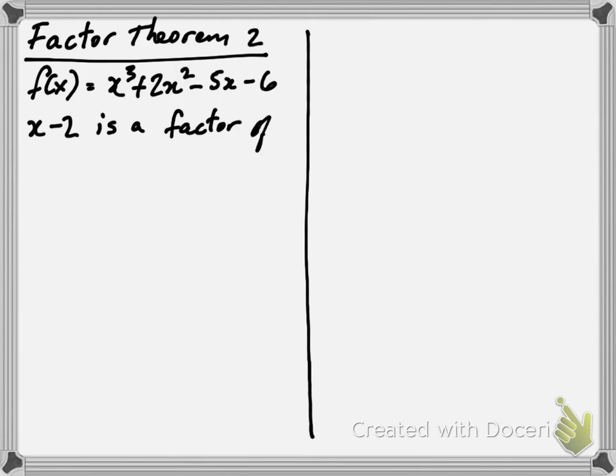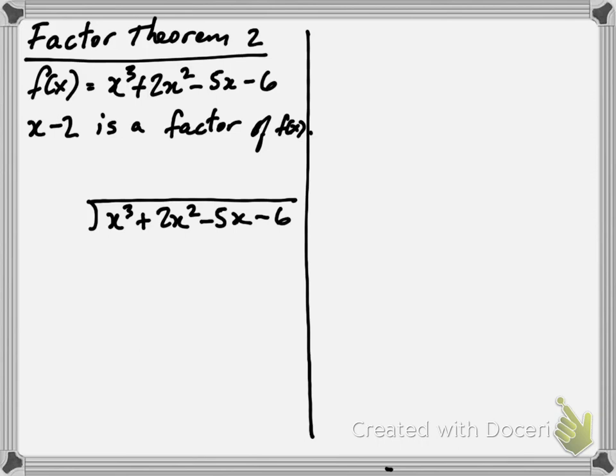of f of x. So pretty much what we have to do next is long division of the function by x minus 2. So we put the function inside a long division bracket, x cubed plus 2x squared minus 5x minus 6. You put the factor outside, x minus 2, and we divide. So what multiplied by x will give you x cubed? Pretty much x squared, right?